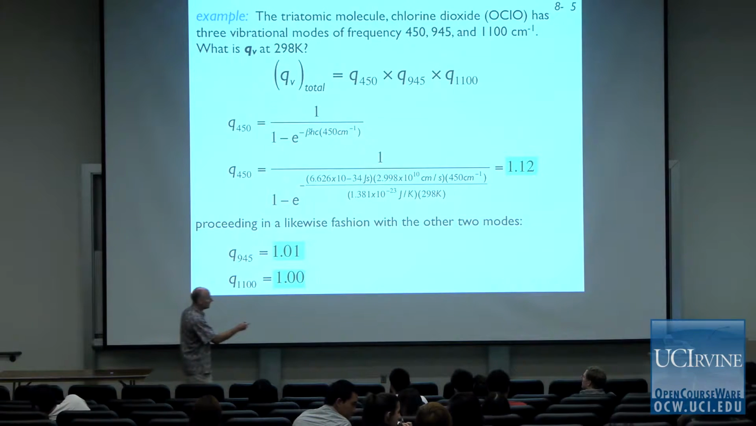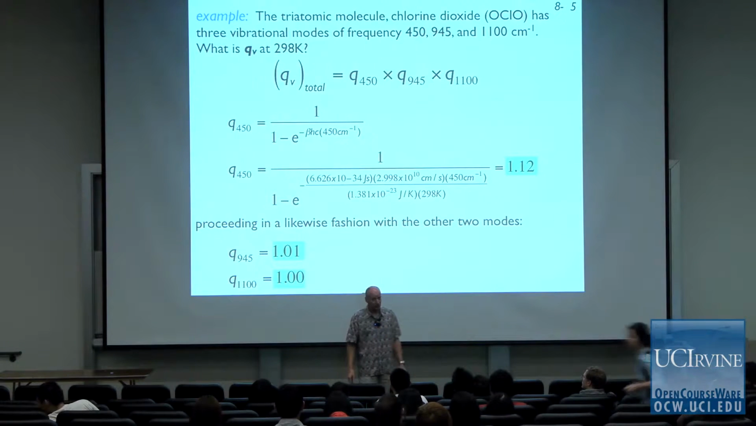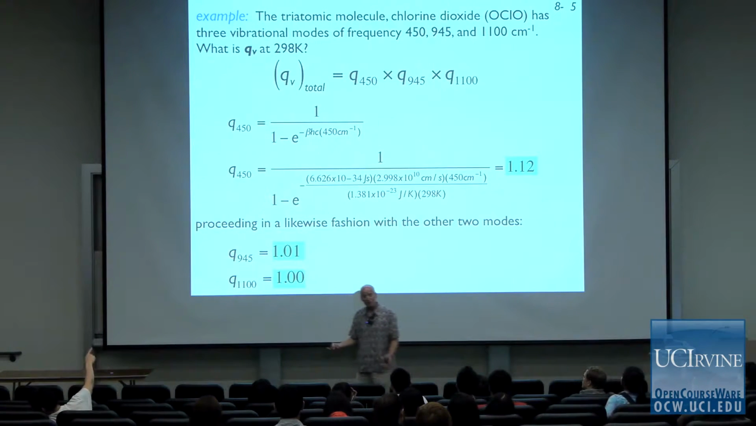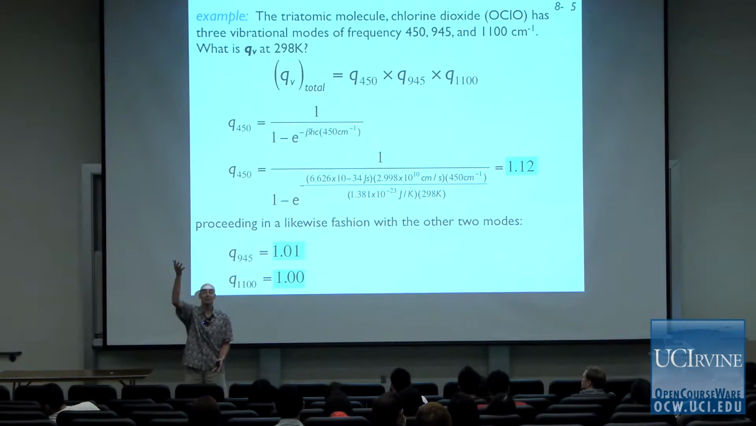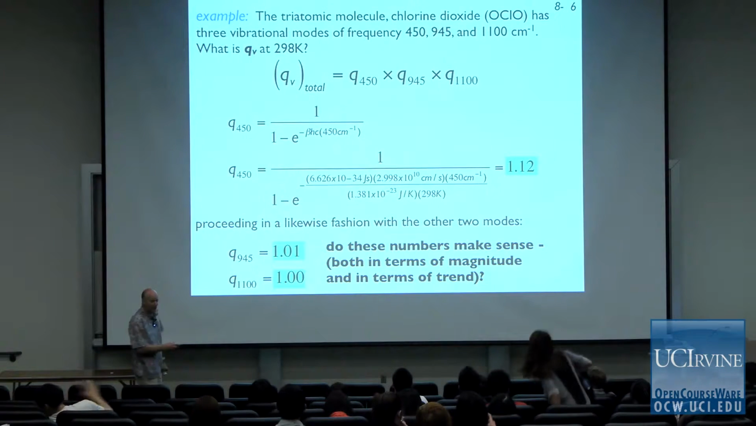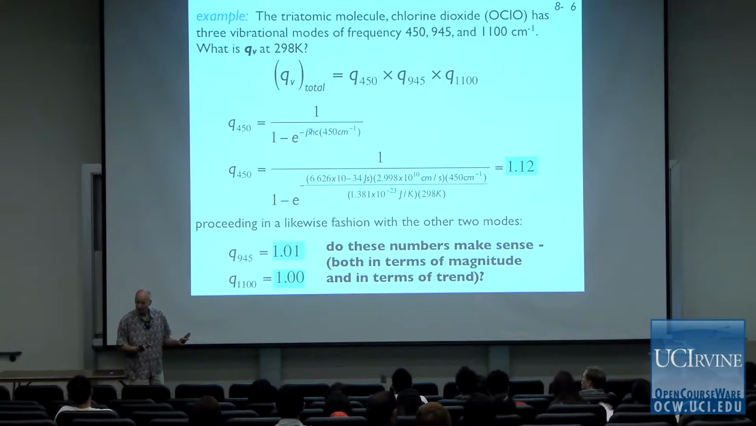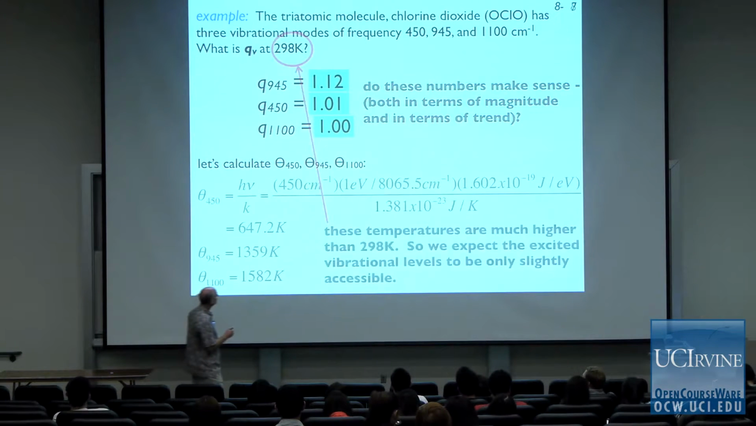All right, what should we expect these vibrational partition functions to be? It's easier to have intuition about translation and rotation in some ways because in both of those cases the temperature is always much higher than the characteristic temperature. So do these numbers make sense? It's a little hard to say. I mean, qualitatively we expect them to be 1 and change, but the change is the part that's a little hard to know about. So let's calculate these characteristic temperatures at 450 wave numbers, 945, 1100.